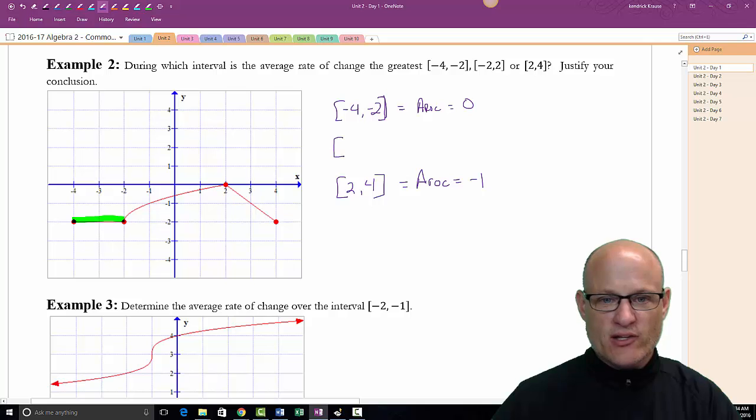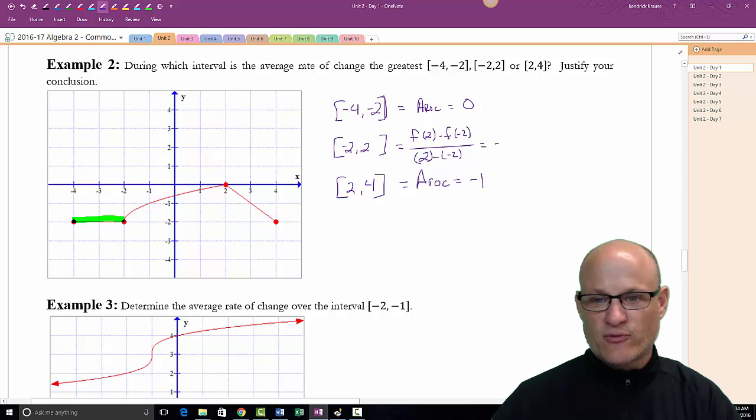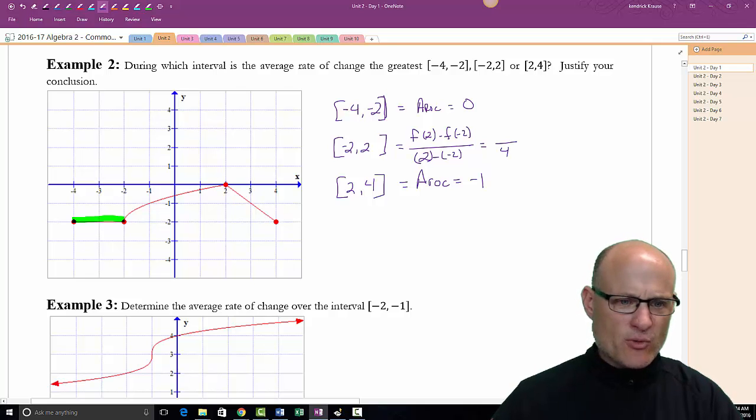This is the one that's a little bit tricky. The average rate of change from -2 to 2. So remember, this is going to be f of 2 minus f of -2 all over 2 minus -2. Well, 2 minus -2 is 4. And let's see, what is the y value here? The y value here is -2.